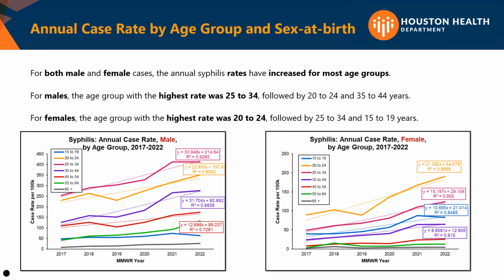Here we're looking at age groups stratified by male and female. Again, male is on the left, female is on the right. For both cases, every single group is on the increase. For males, the age group with the highest rate is 25 to 34, and for females it is 20 to 24. This suggests that younger females, when compared to males, are more affected by the syphilis outbreak. Also, if you look at 15 to 19, notice that in males it's the lowest, and in females it's in the middle, which again reinforces, as I mentioned, that younger females are more affected by the syphilis outbreak compared to males.